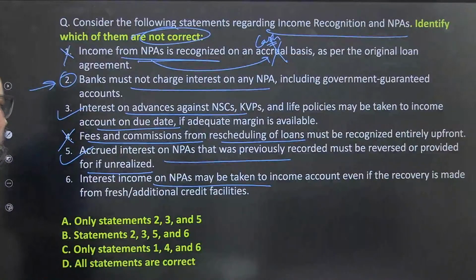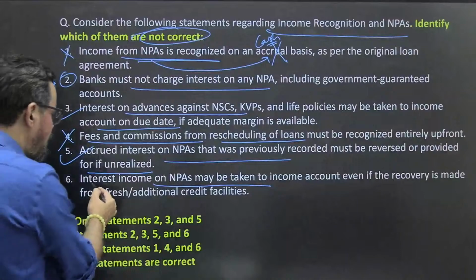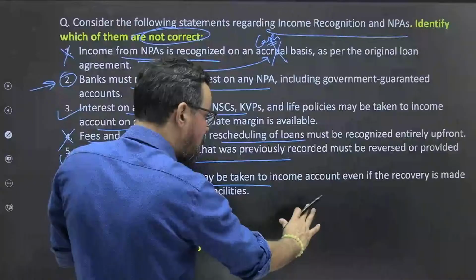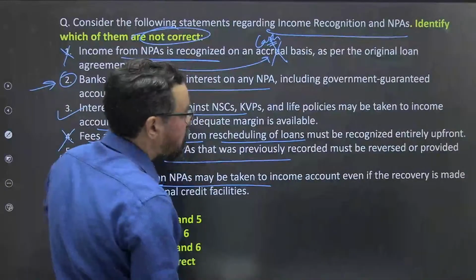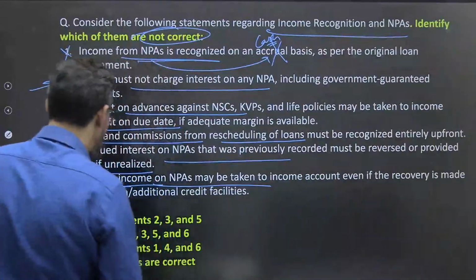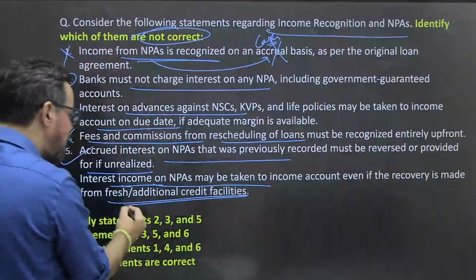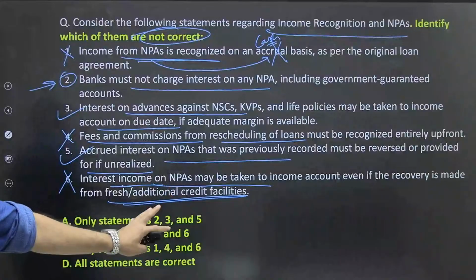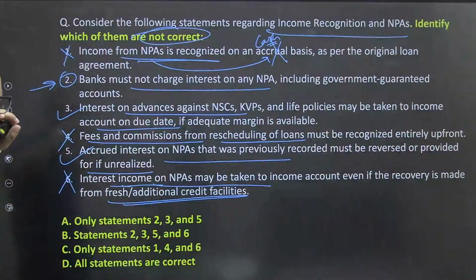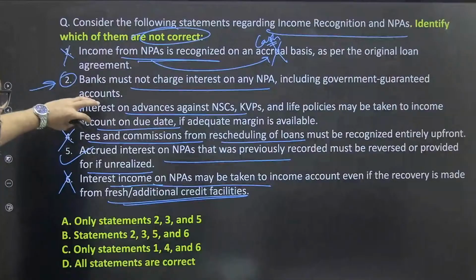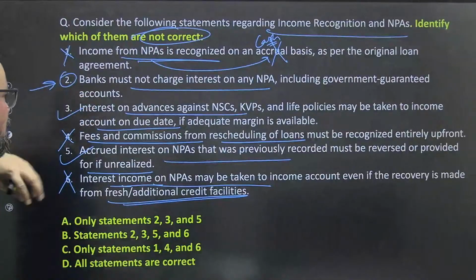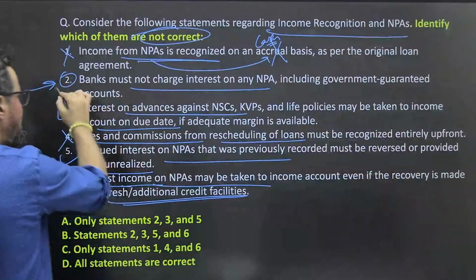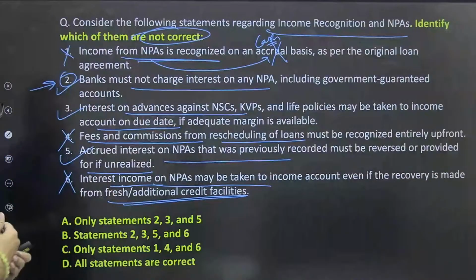Fresh or additional credit facilities. Interest income on NPA may be taken to income accounts even if the recovery is made from fresh or additional credit — no, it seems wrong. If it is a fresh credit, it should not be part of this particular one. That means the bank must not charge interest on NPA. This is also correct then. So what should be the answer?